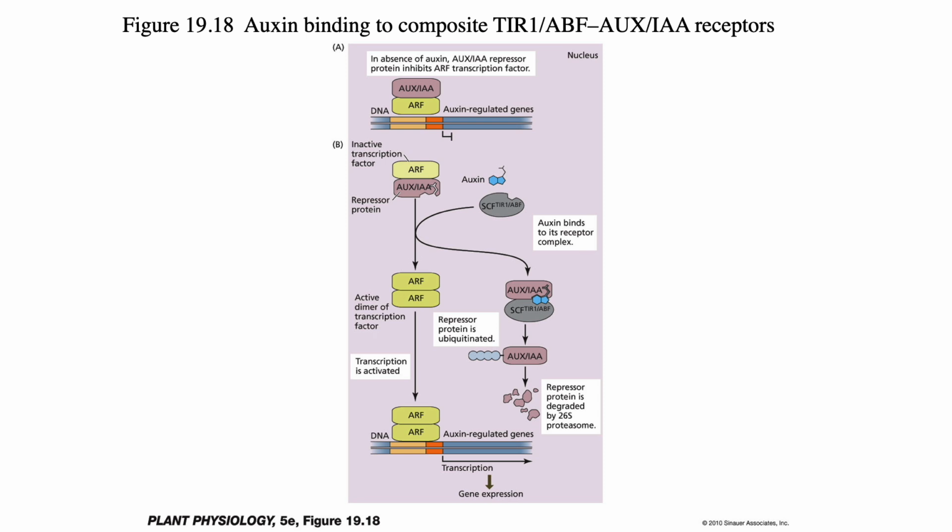Meanwhile, the auxin receptor complex of auxin, AUX-IAA protein and TIR1 protein becomes ubiquitinated, which is the attachment of a small protein called ubiquitin. Ubiquitin acts as a tag and marks this protein complex, telling the cell that it should be degraded by the cell's protein degradation system, the proteasome.